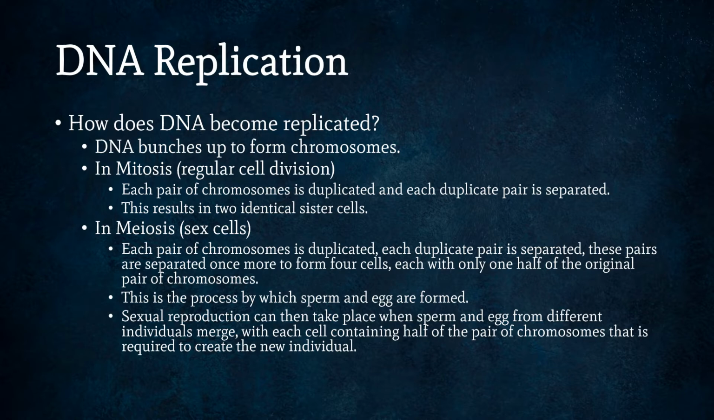In meiosis, each pair of chromosomes is duplicated, each duplicate pair is separated, and then these pairs are separated once more to form 4 cells. Each of those cells have only one half of the original pair of chromosomes. And we're ending with 4 cells that are different. This is the process by which sperm and egg are formed. Sexual reproduction can then take place when sperm and egg from different individuals emerge, with each cell containing half the pair of chromosomes that is required to create the new individual.